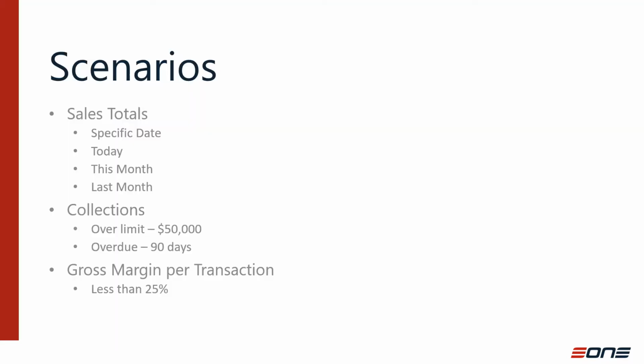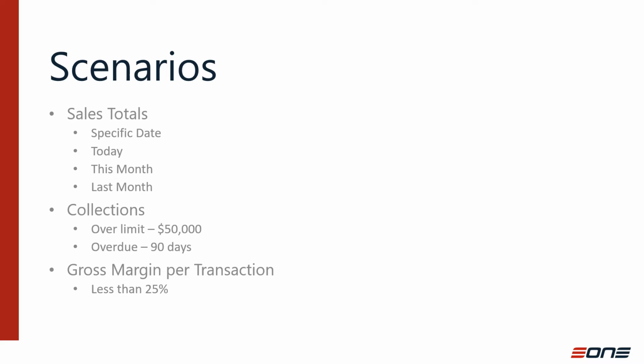To see how Popdock can help you view the data that is important to you, we're going to talk about three main scenarios. First one is sales totals, and we're going to look at a specific date, and we're even going to look at how we can do a date range there. We're also going to look at how we can get sales for today and this month and last month.